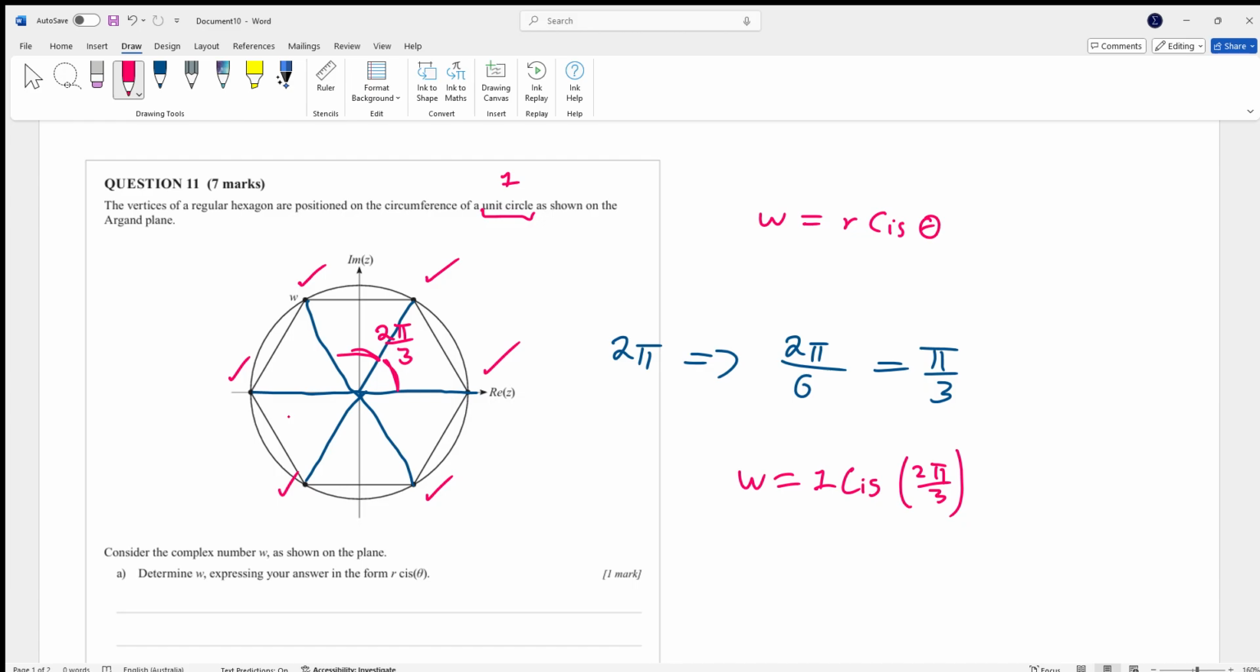Now that's only worth 1 mark. However, a lot of people don't get that 1 mark, and if you don't get that 1 mark, you don't have a chance of doing the rest of the questions. Hopefully that's a pretty easy question though for most people.